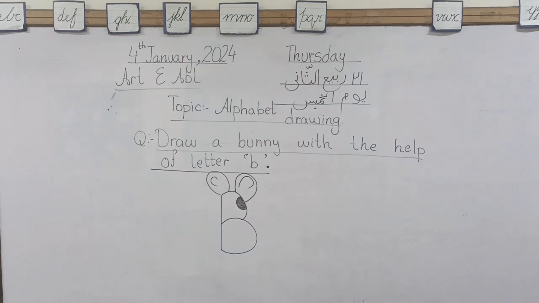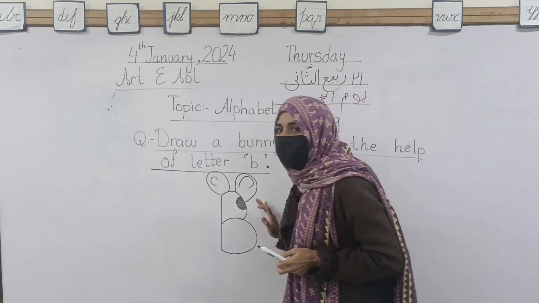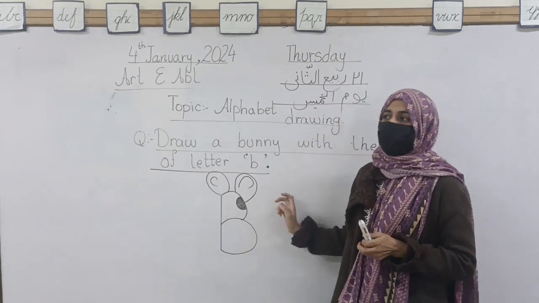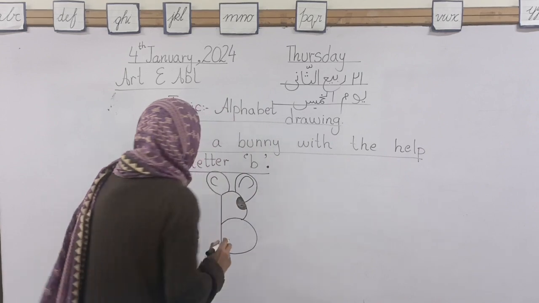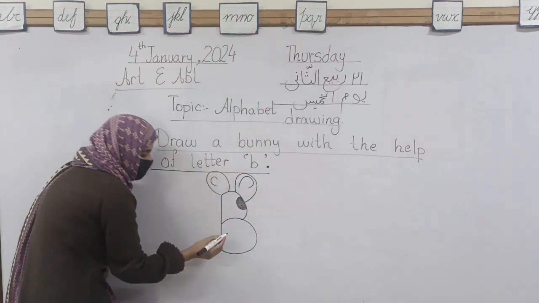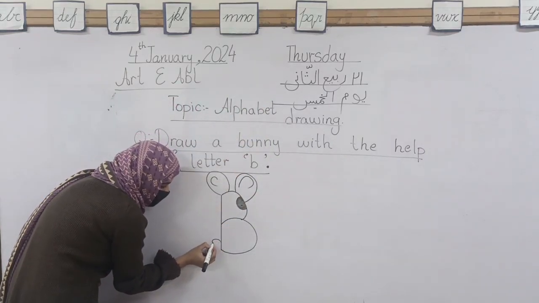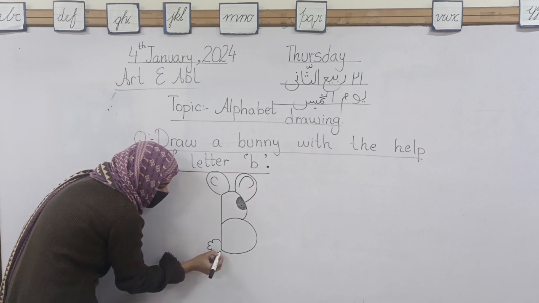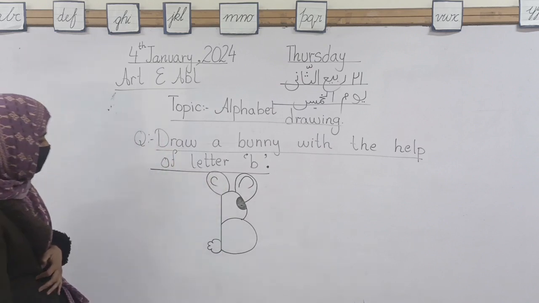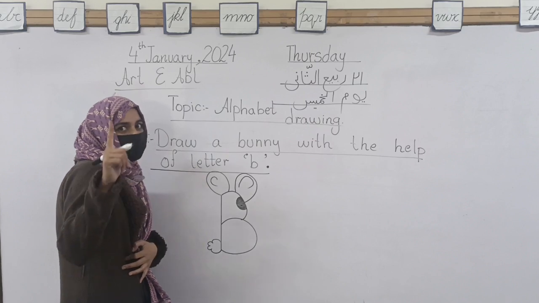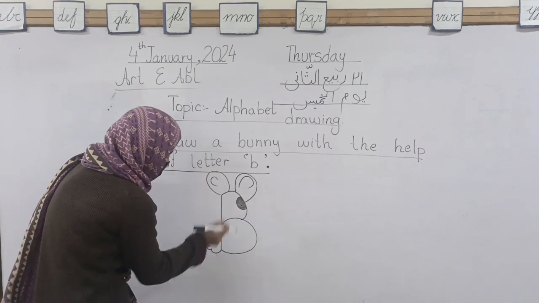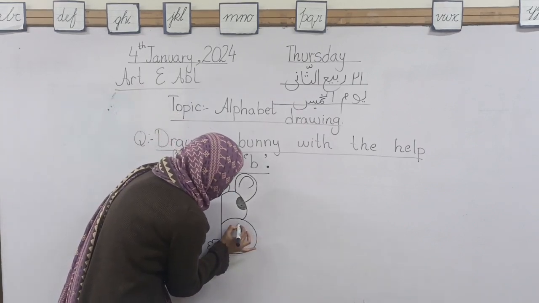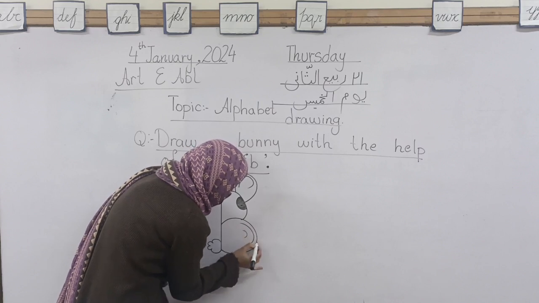Okay, students, after making the eyes, we are going to make a flag. Okay, he is looking here. Yes, this is a foot, or feet? No, no, it's a foot, because only one foot is shown here. Okay, now make it. It's the tail.